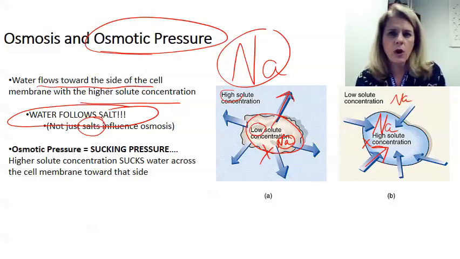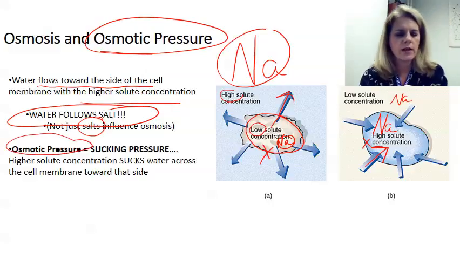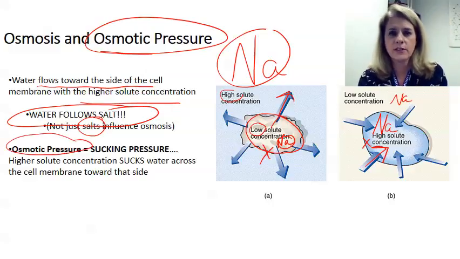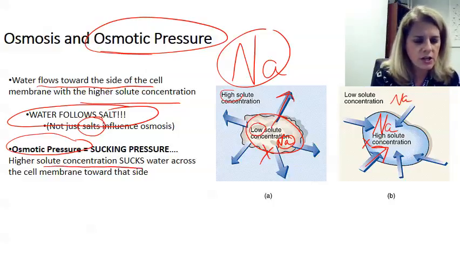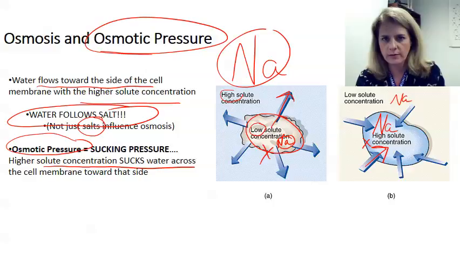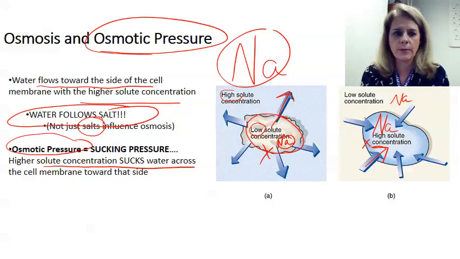Water is going to go to wherever you have the most sodium. And this drawing of water toward the higher concentration of the solute is called the osmotic pressure. And we say that osmotic pressure sucks, so it's the sucking pressure. It literally, a high concentration sucks the water across the cell membrane. Okay, so osmotic pressure sucks. So water follows sodium.